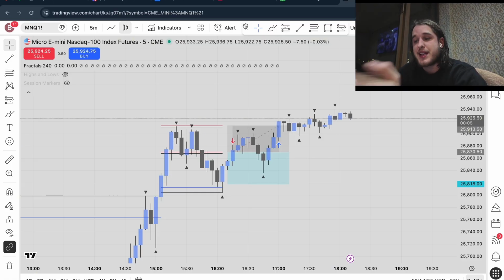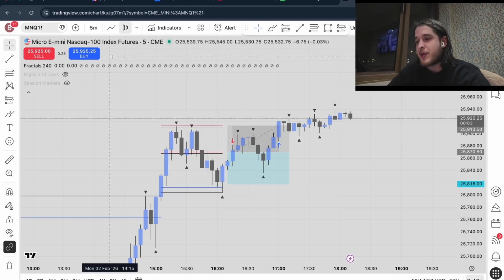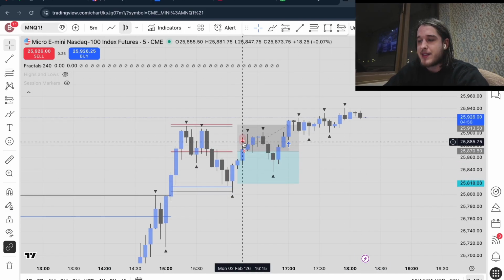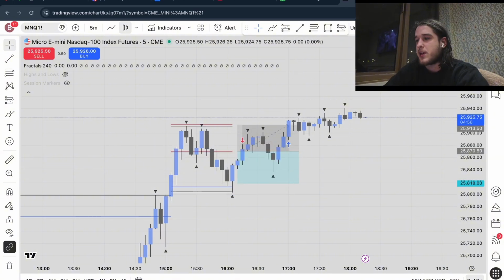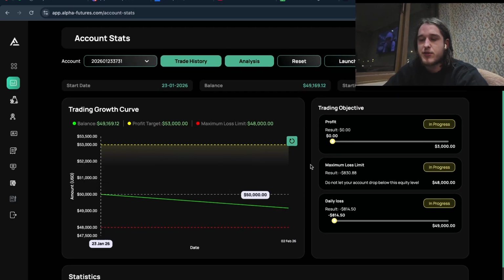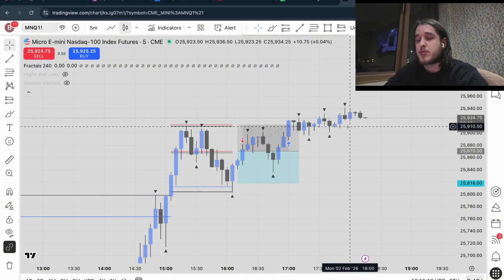Now, we have taken the first trade today and I'm going to be going through it and breaking down exactly why we took this trade. So we got entered here and then we got stopped out here and we lost $816 on our account. So you can see that down here, boom. And this is the first trade we have taken on the alpha futures account so far. So not off to a good start, but we'll just let these probabilities play out.